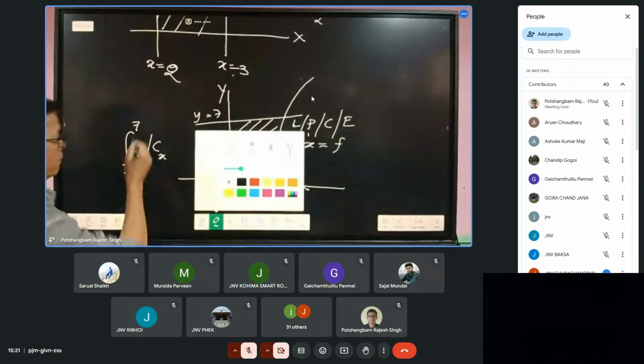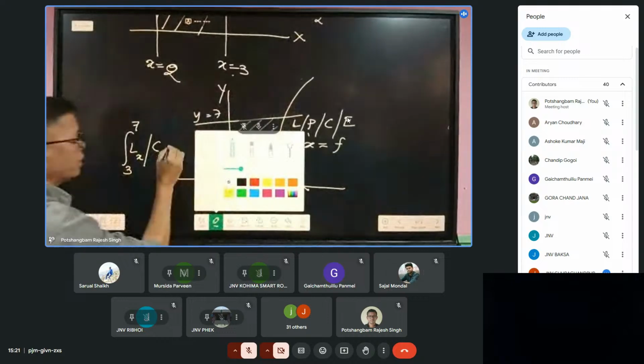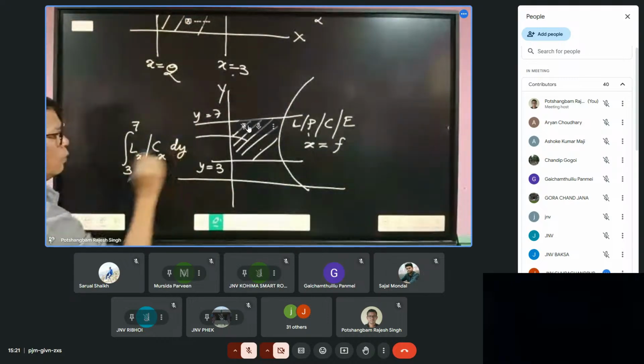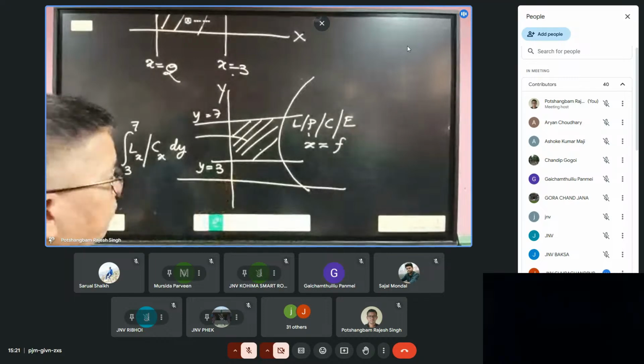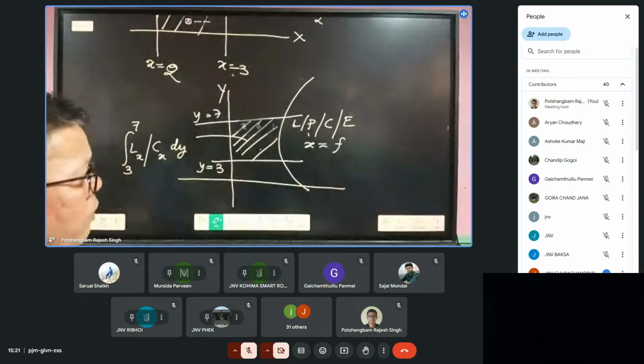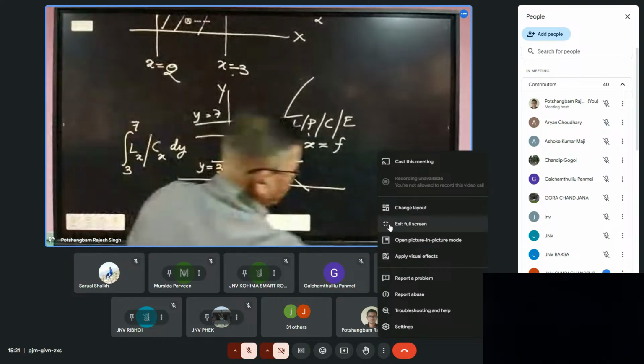And here integration should be done with respect to what? As we are going to find the area up to the y axis, integration should be done with respect to y. Okay. So this is the theoretical part that you need to understand so as to solve this type of question. So let us see one example.